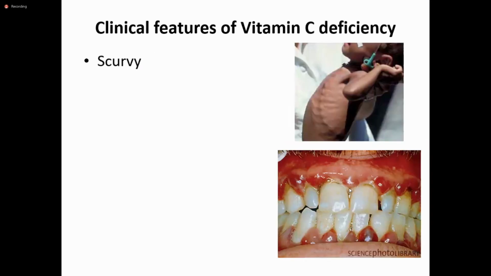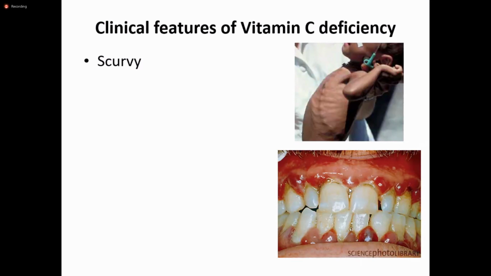Vitamin C, another vitamin which leads to a deficiency state called scurvy. So you'll have bony changes. Vitamin C is related to our immunity as well as the cartilages.